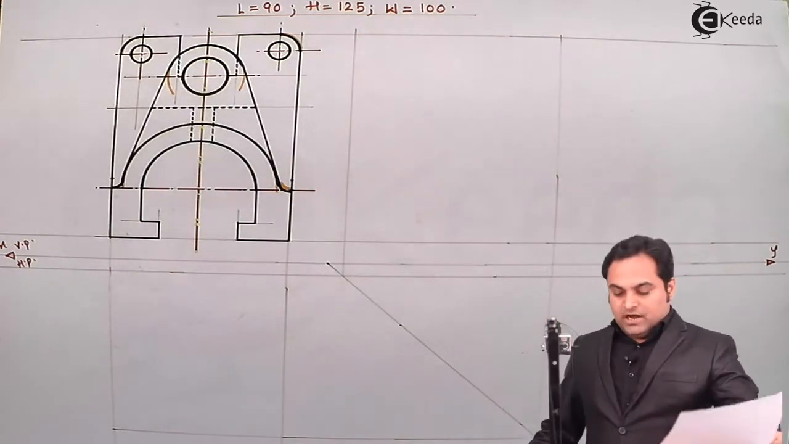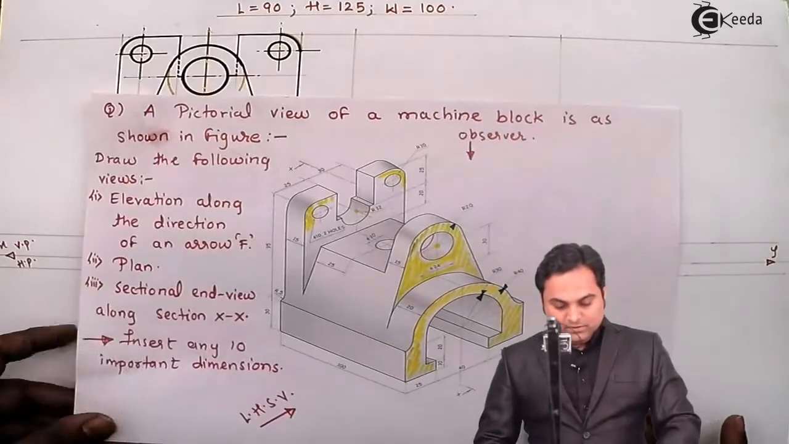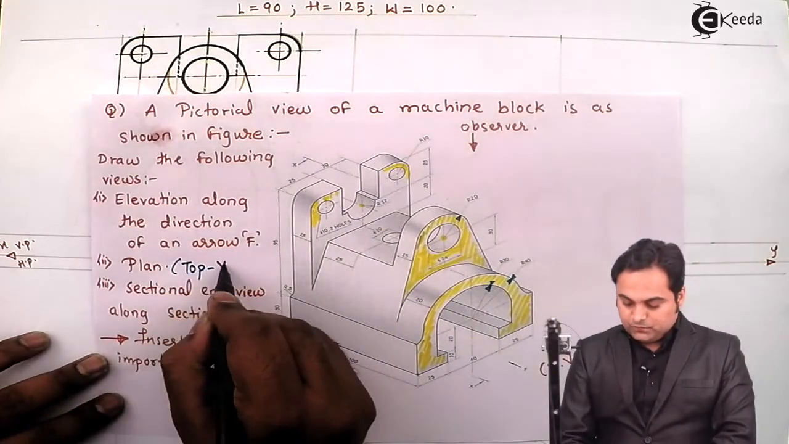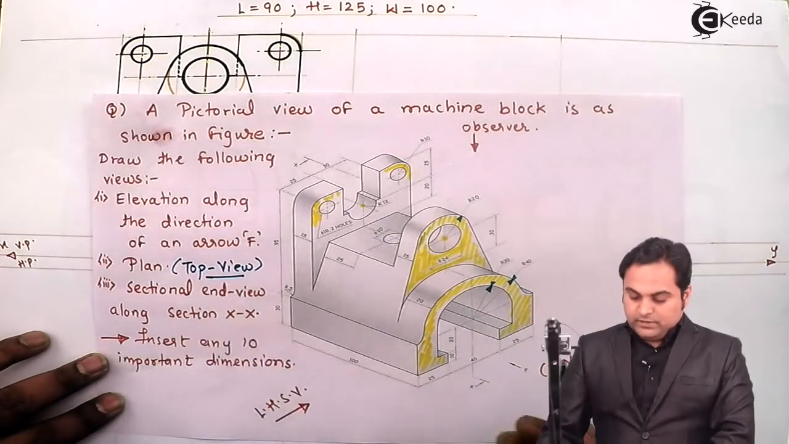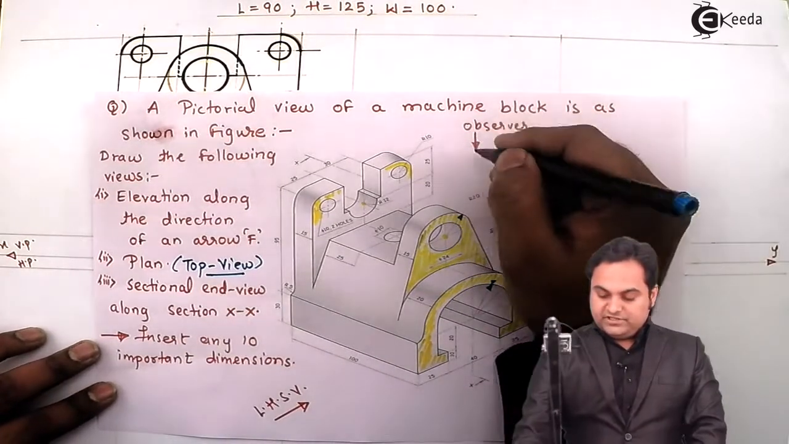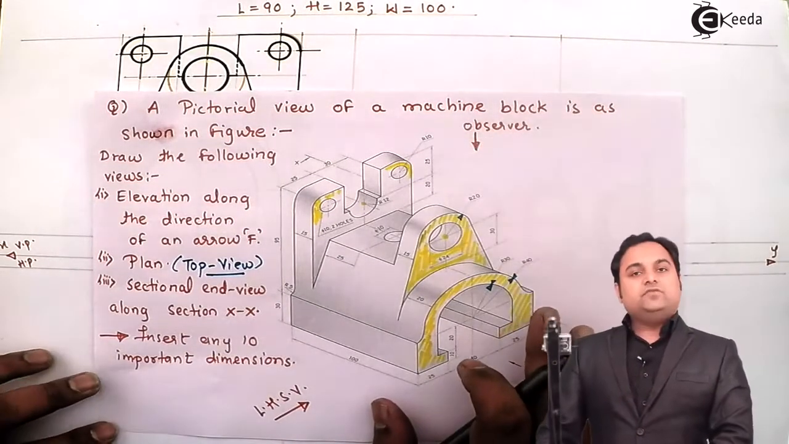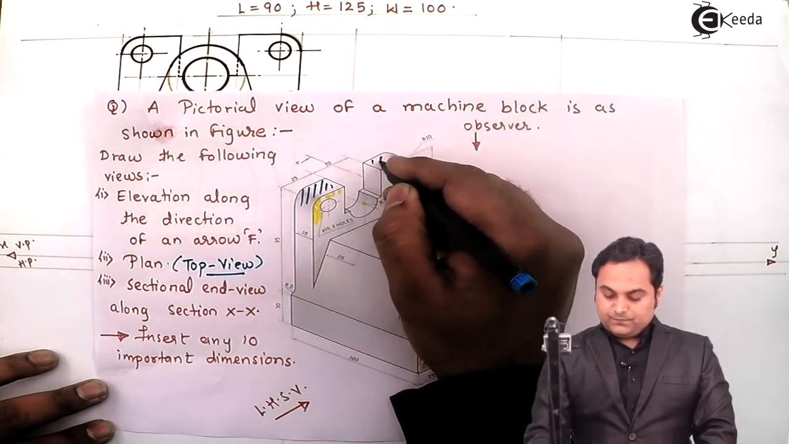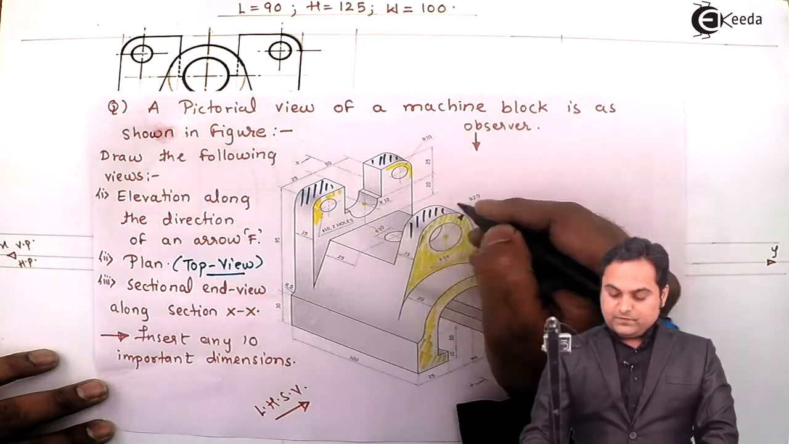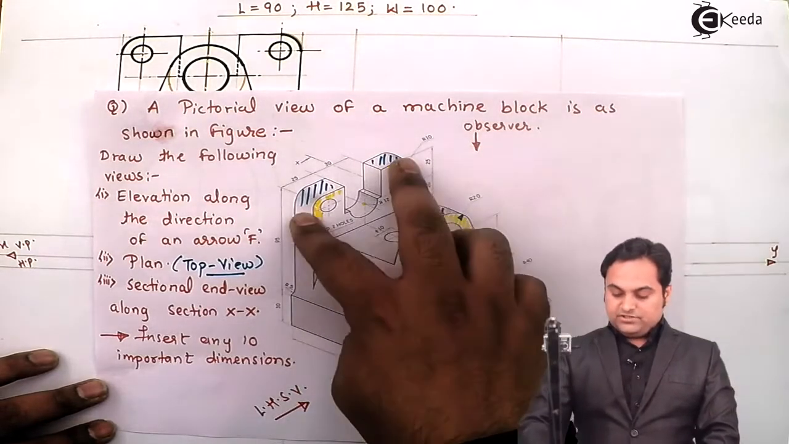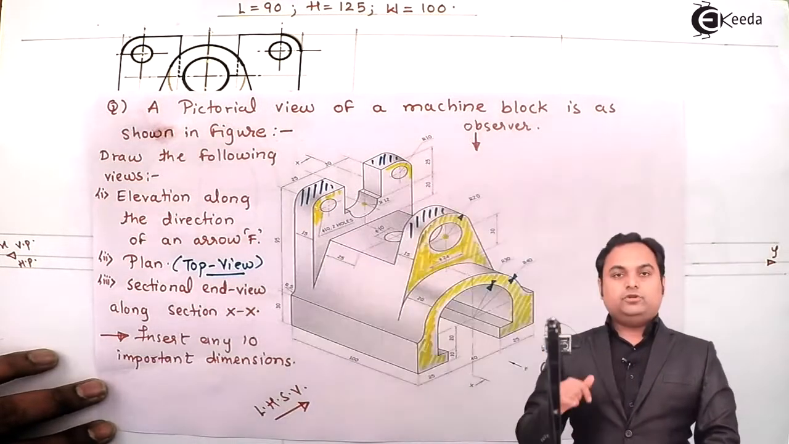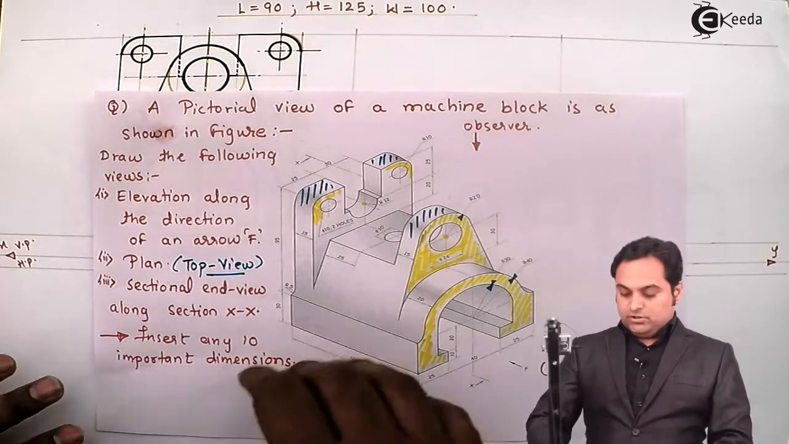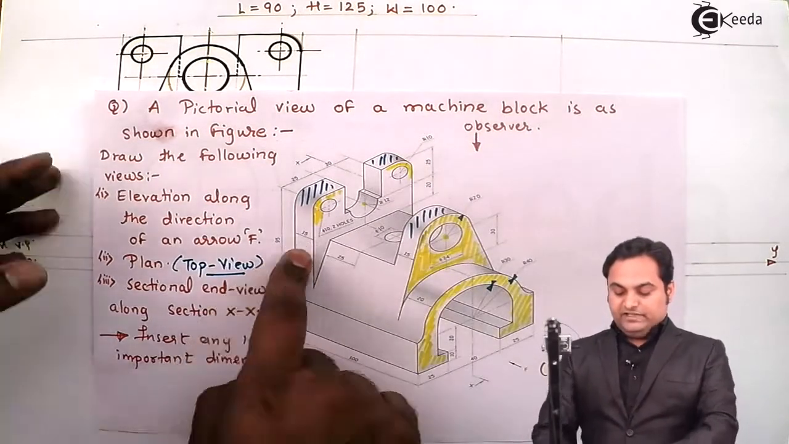Next, I'm going to draw the plan, which is nothing but the top view. For the top view, the observer is at the top. The first things visible to me are these two plates and this surface, so I'll draw them step by step. First, these two plates. From the top, the height is not visible, but the width is visible. So these two plates have a width of 15 mm.